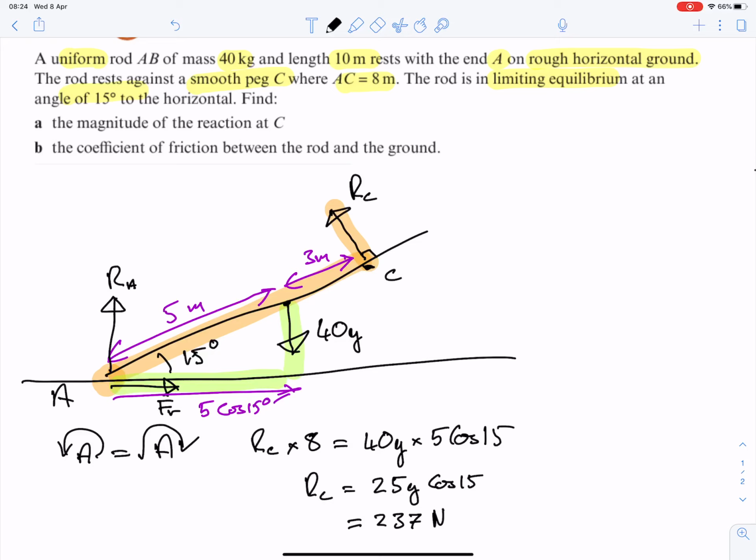We might argue that it should be to two significant figures because we've used G as 9.8, in which case you'd have 240. Okay, that was part A.